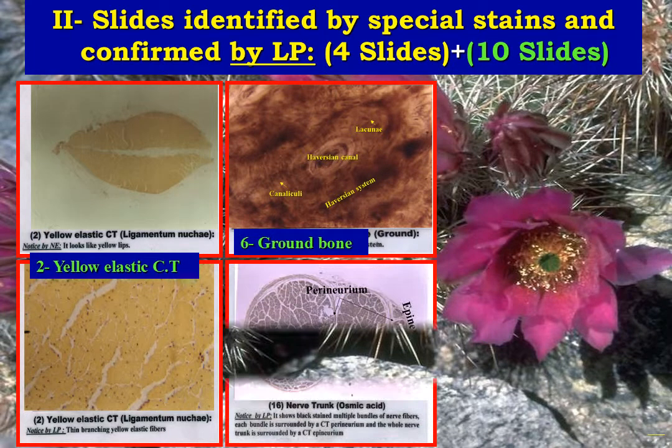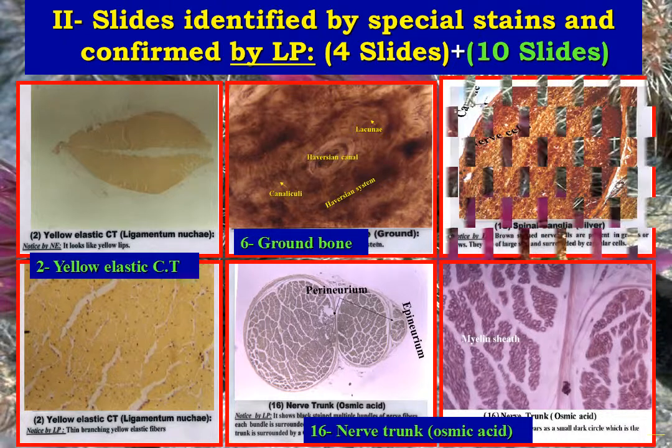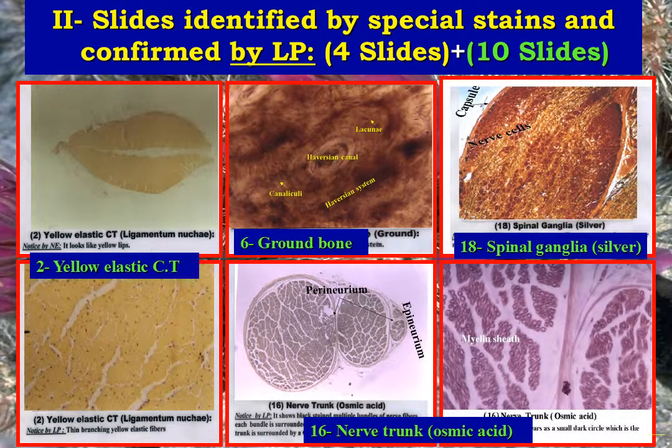Nerve trunk stained with osmic. It appears black in color. Spinal ganglia stained with silver. It appears brown in color.